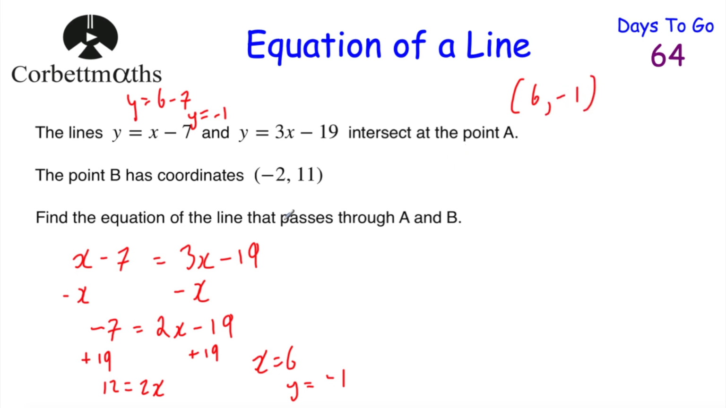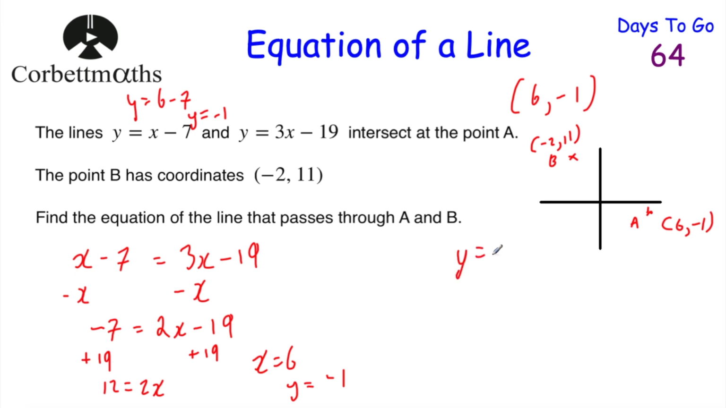Okay. Now we want to find the equation of the line that passes through A and B. So let's do a little sketch. So we've got negative 2, 11. So negative 2, 11 will be up here somewhere. That's the point B. And then we've got the point A, which is 6, negative 1. So 6, negative 1 will be down here somewhere. And that's the point A. And we want to find the equation of that line.